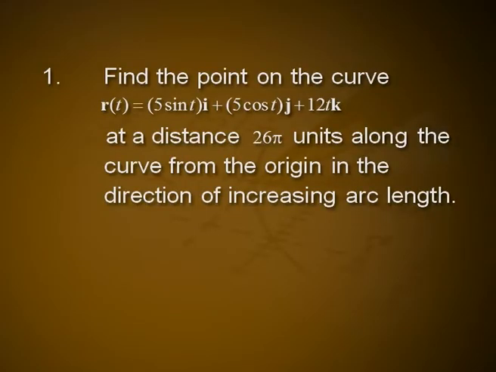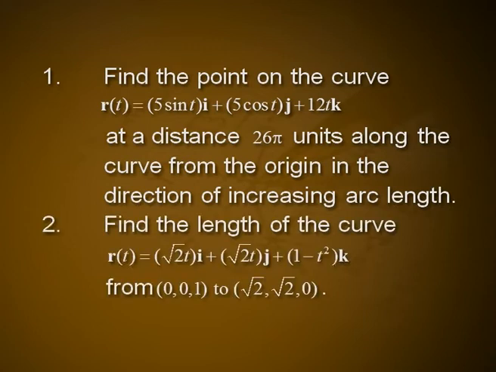Find the point on the curve r(t) equals 5 sin t i plus 5 cos t j plus 12t k at a distance 26 pi units along the curve from the origin in the direction of increasing arc length. Find the length of the curve r(t) equals root 2 t i plus root 2 t j plus (1 minus t²) k from (0, 0, 1) to (root 2, root 2, 0).